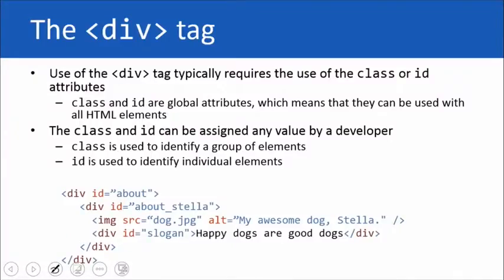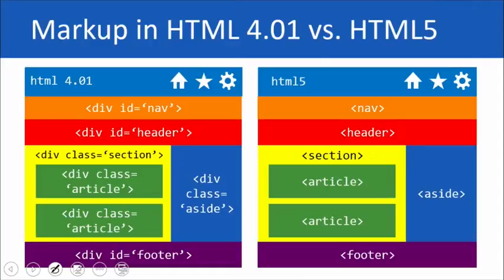Here in this example, right, notice that this div, I've identified it as an about section. And then I have a nested div inside, which is about Stella. And then finally, I've got a slogan right here that says happy dogs are good dogs. So maybe I'm talking about a business that I'm starting with my dog. She's a dog model, right? You guys saw that last photo. She's awesome. Let's go ahead and take a look at what this actually looks like.